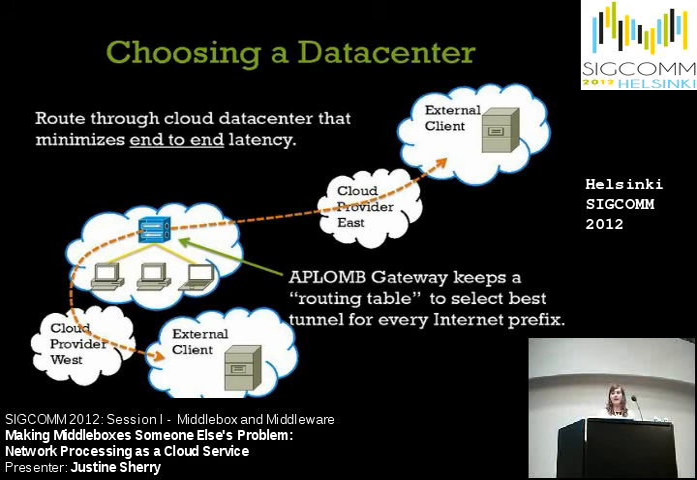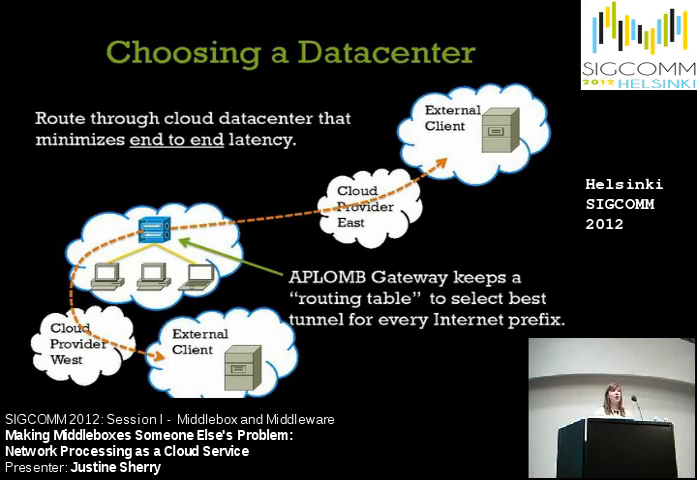It might be the data center that's closest to the external client, or a data center that's somewhere in the middle. This also means that the best data center for talking to one client might not be the same data center as the best data center to talk to another. So the APLOMB gateway is going to have to maintain multiple tunnels. It keeps a simple routing table in order to select between these tunnels, but it's not really a routing table in the BGP sense. It's more of just a lookup table that maps from internet prefix to tunnel endpoint.